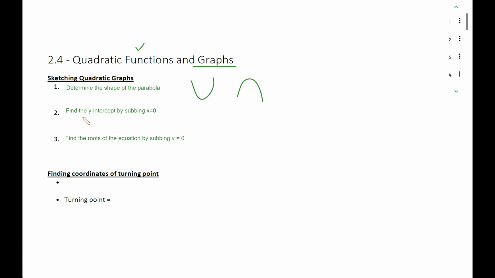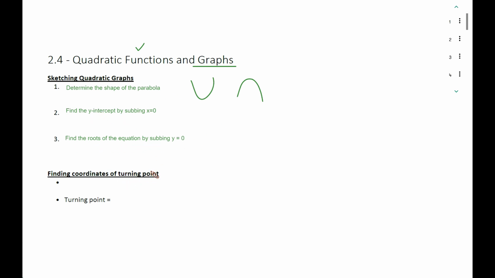The next thing is we find a y-intercept by subbing x equals 0. Subbing, is that an English word? Well, English is important, but maths is importanter, so know the priority. Find the roots of the equation by subbing y equals 0. So we're going to find a y-intercept and the roots.